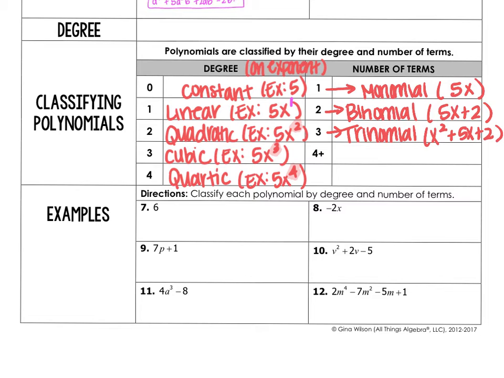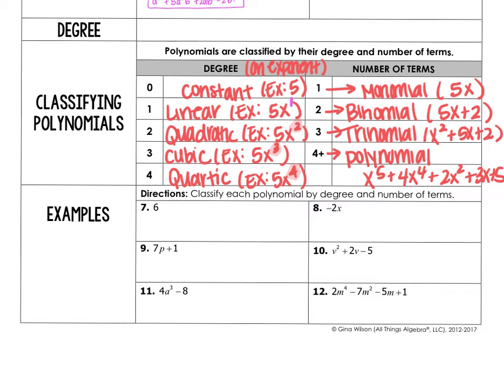That has 3 terms. If it has 4 or more terms, we call it a polynomial. Let me spell that right. Polynomial. An example of that could be x to the 5th plus 4x to the 4th plus 2x squared plus 3x plus 5. Something like that is a polynomial. Anything with 4 or more terms.